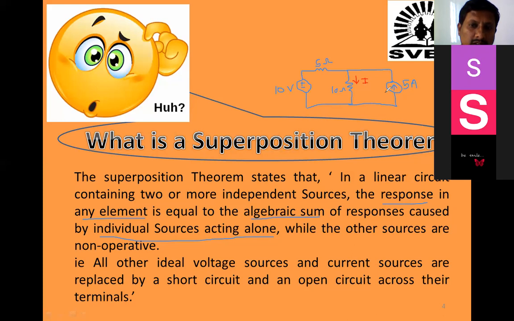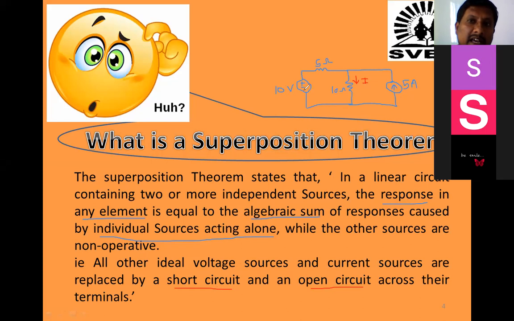We can consider the 5 ohm as the short circuit. Short? No, current source is there. What is the meaning here? All other ideal voltage sources we can replace by short circuit, and ideal current sources we can replace by open circuit. Okay, so voltage source, if it is there, then we have to make it short, and if it is current source, we have to make it open.